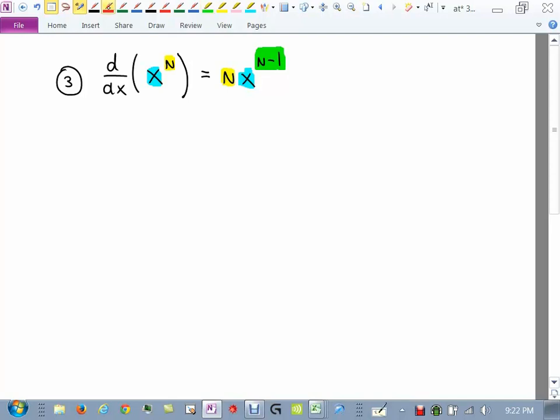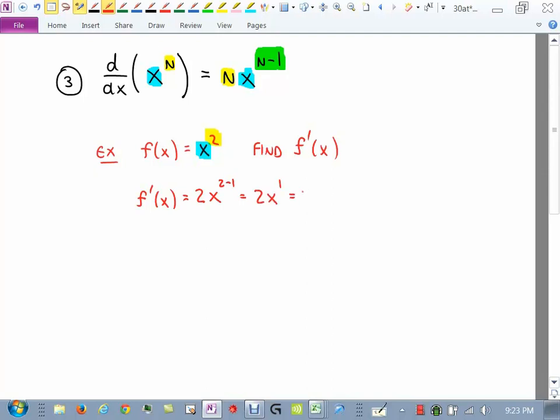Let's say you have f of x is x squared, and you're asked to find f prime of x, the derivative. Well, since we have x being raised to some power n, we can apply this formula. So the derivative should be the 2 comes out front, then I have x, and then I subtract 1 from 2, so 2 minus 1. Well, this is just 2x to the first power, but we usually don't write the first power, so this is just 2x. So the derivative of x squared should just be 2x.